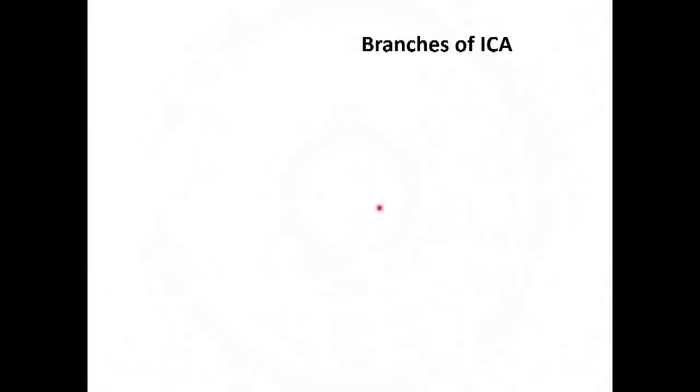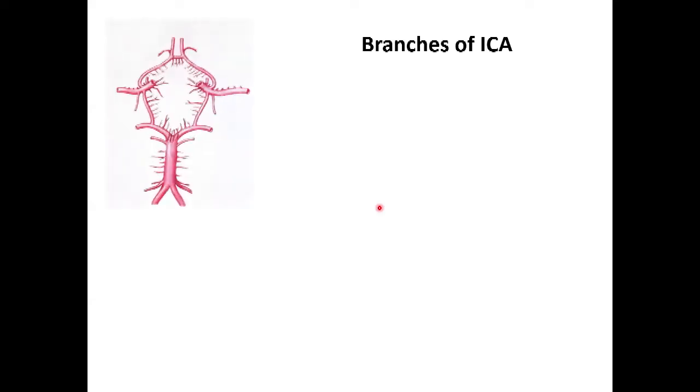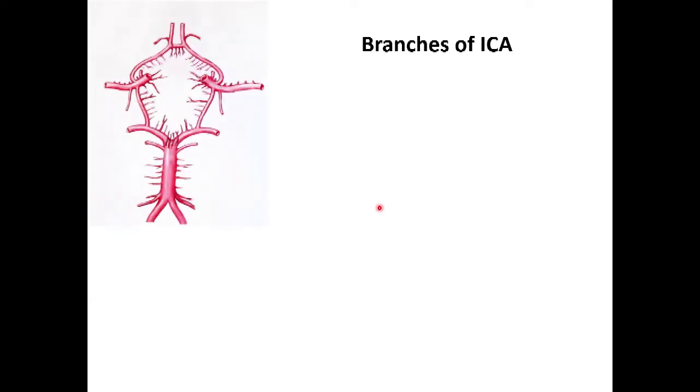And now let's try to look at the branches of the internal carotid artery in this scheme. So practically, this part of the vessels is called the circle of Willis, in Russian Willisiv krug, circle of Willis, like Bruce Willis, but that was another Willis.